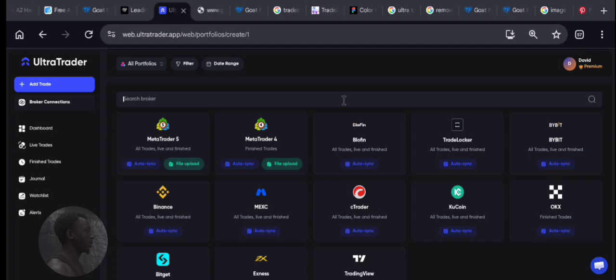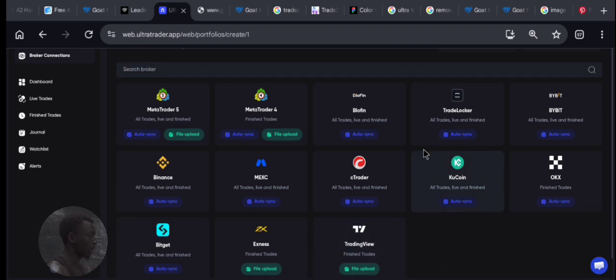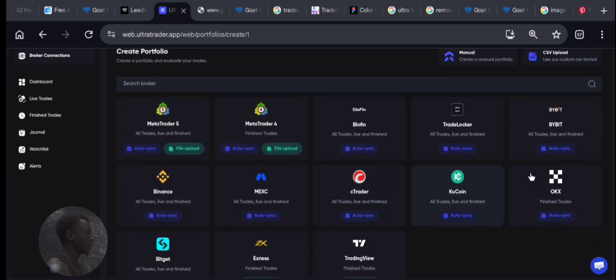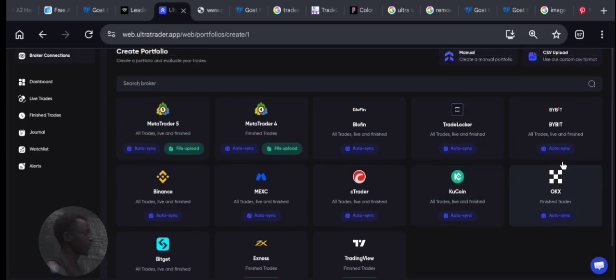So at this point, you just search for your broker. You search your broker at this place here. But if your broker is on MT5, you just click MT5. You can see we have different apps here. We can see Meta4, Meta5, Blogging, TradeLocker, Bybit. You can also see TradingView here. You can see Exness. You can also request for a new broker. You can see this request button here. You can also request for a new broker if you can't find your broker here.